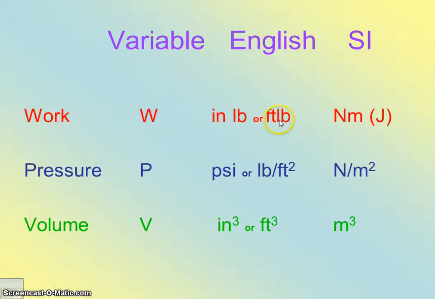Now if you were using foot-pound, you'd have to use pounds per square foot. And that means that your volume would have to be measured in cubic feet. Now in the SI system, you've got newton-meters, which equals a joule. Your pressure would have to be in newtons per square meter, and your volume in cubic meters.